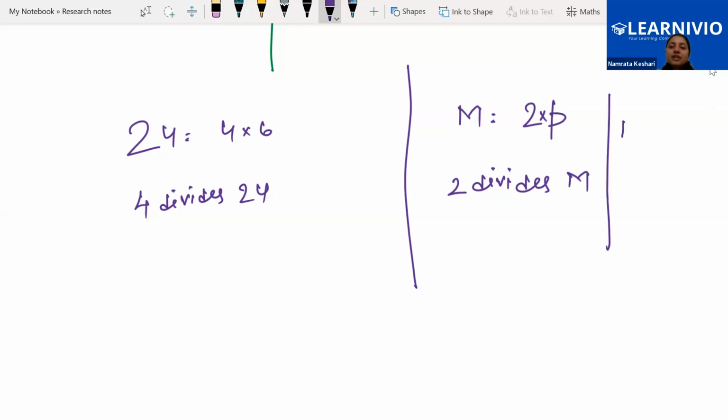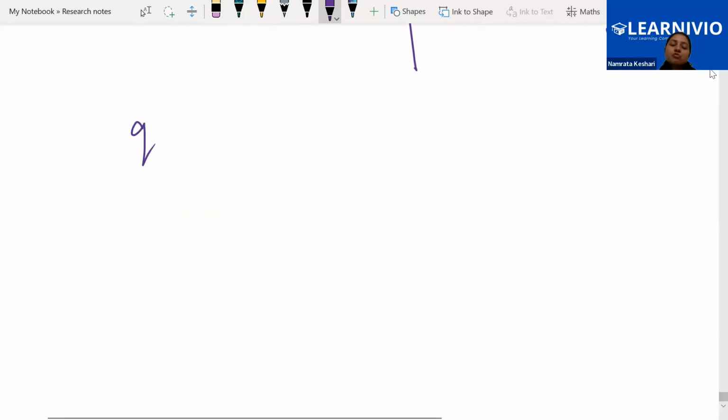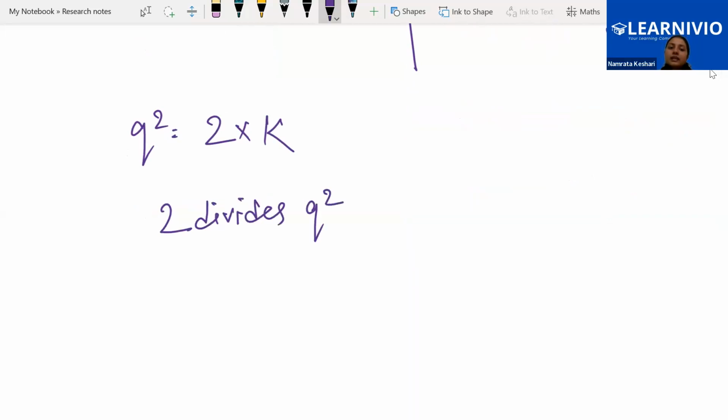Similarly, if we are having k is equals to 2 into q or maybe 3 into q, we can say 3 divides k completely. Or if we are having q square is equals to 2 into k, then we can say 2 divides q square. Getting it? Yes or no? Yes, ma'am.